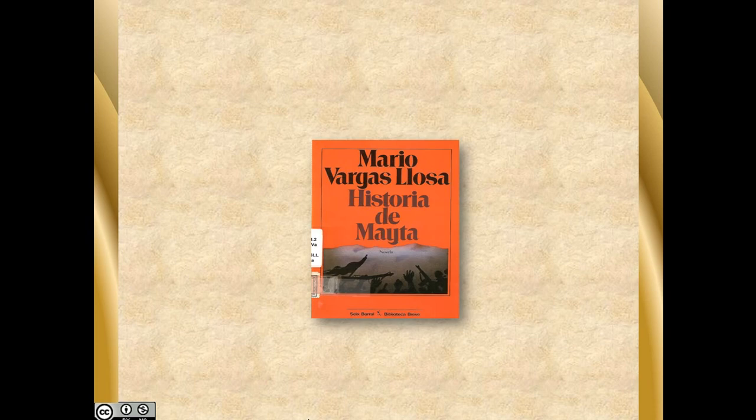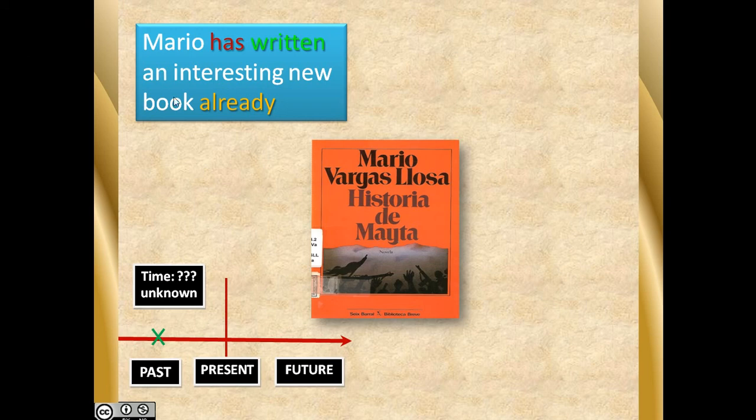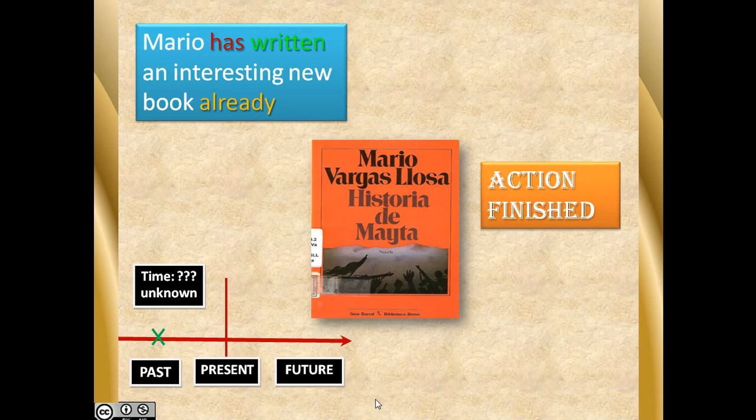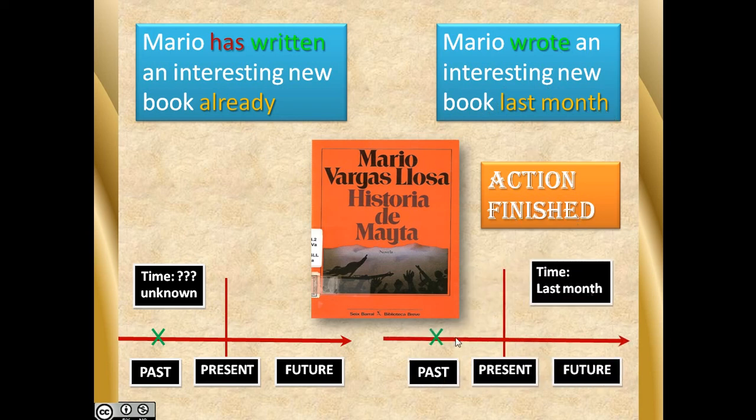Oh, here we have something interesting. A book. It says Mario Vargas Llosa, Historia de Maita. It's a book. Mario has written an interesting book already. Is the time mentioned? No, it's unknown. He started in the past, he did it in the past, up to the moment, and maybe he will continue. And here, action finished. What action finished? It says Mario wrote an interesting new book last year. That action is finished. So, is the time mentioned? Yes, last year. Okay?